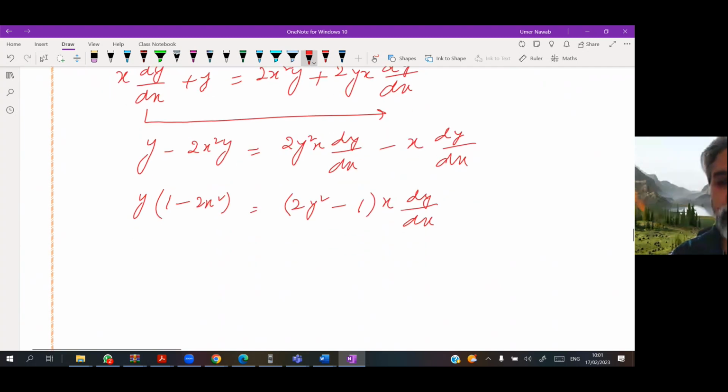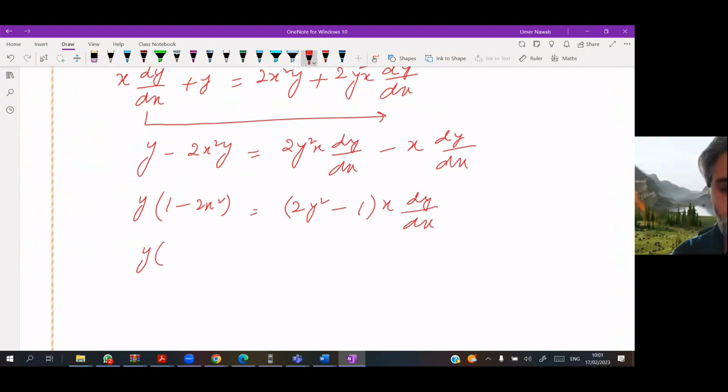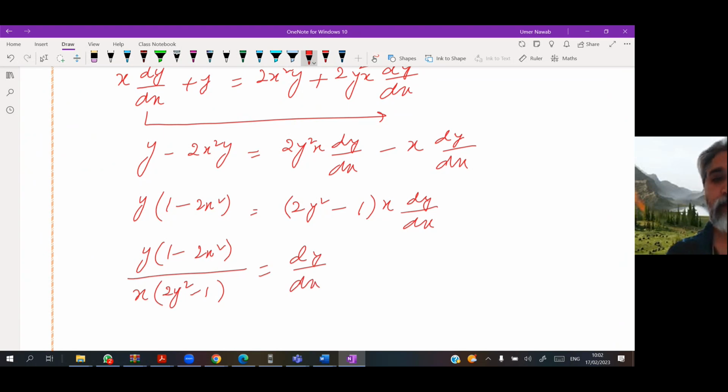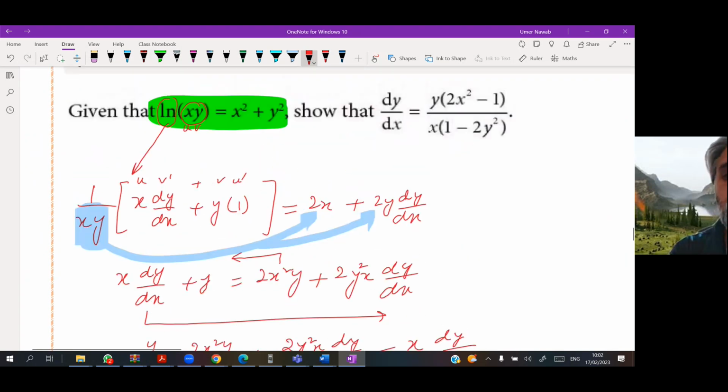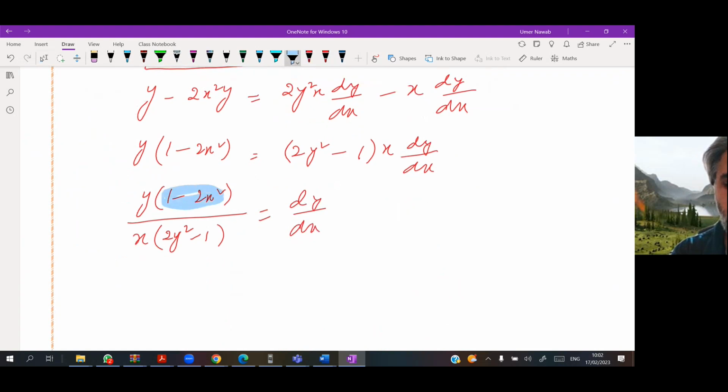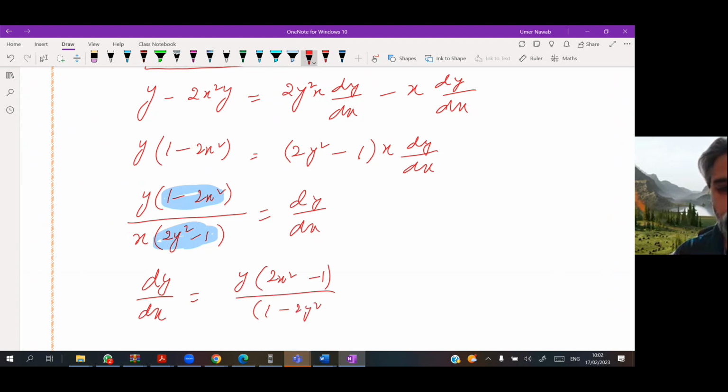Right? Can I send it to the other side? So y times 1 minus 2x squared divided by x times 2y squared minus 1 equals dy by dx. I think this is the final answer, but if there is a change of signs, you can change the signs, guys. It's allowed. You can change the signs to make the same result as what he got. dy by dx equals y. So plus 1 becomes minus 1, and minus 2x squared becomes 2x squared. And then I will write here 1 minus 2y squared.